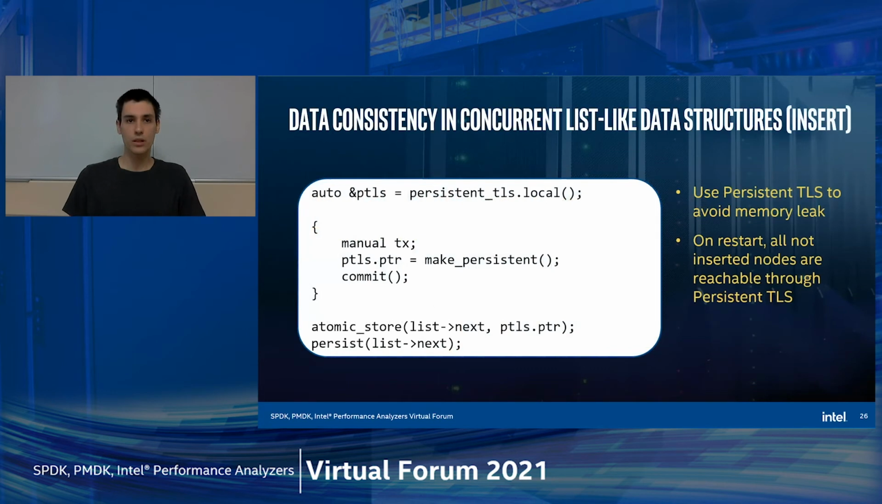This slide presented the approach which I just described in code. As I said, allocation and inserting to persistent TLS is done in a single atomic step in a libpmemobj-cpp transaction. After the transaction ends, after the data is safely committed, we just use normal atomic store outside of the transaction to insert the node to the list. We still have to guarantee that the store reaches persistent memory, so we use persist after this store.